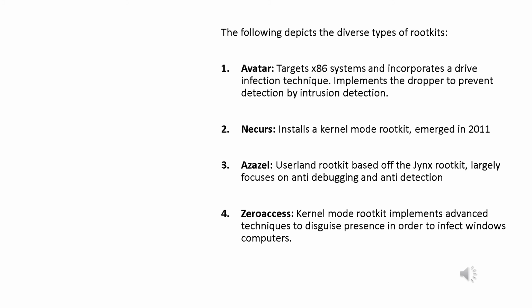The following depicts the diverse types of rootkits. One targets x86 systems, incorporates the device infection technique, and implements the dropper to prevent detection by intrusion detection, and installs a kernel mode rootkit emerged in 2011. Azazel, a user land rootkit based off the Jynx rootkit, largely focuses on anti-debugging and anti-detection. ZeroAccess, a kernel mode rootkit, implements advanced techniques to disguise its presence in order to infect Windows computers.